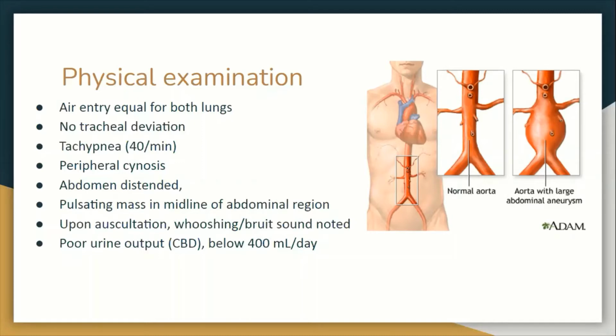The abdomen is also distended due to the aneurysm of the aorta. We can feel a pulsating mass in the midline of the abdominal region. Furthermore, upon auscultation using the stethoscope, we could hear a whooshing or bruit sound at the epigastric region, or the midline region of the aorta. This indicates that there is turbulence of the blood flow in the aneurysm of the aorta.